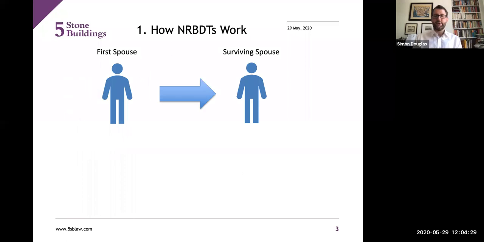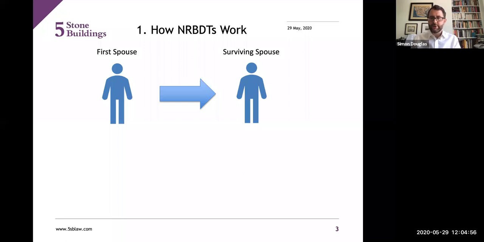Okay, so starting with the first topic, how nil rate band discretionary trusts work. I think most of you will be familiar with these things, but just in case you're not, or you haven't dealt with one for some time, this is just a short reminder. And throughout this talk, I'm going to be talking about the first spouse, that being the first spouse or civil partner to die, and their surviving spouse.